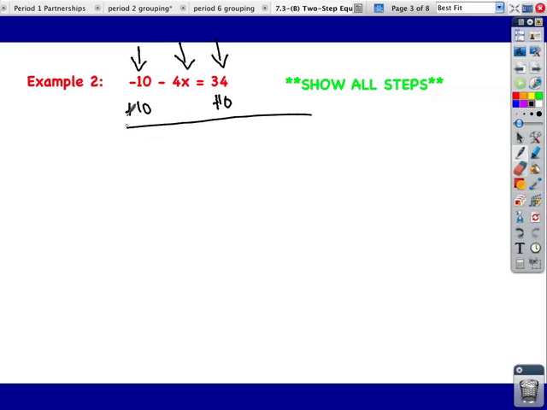So when we do that, we get 0 minus 4x equals 44. And that should say plus 10. That's kind of sloppy. So now we can get rid of the 0. So negative 4x equals 44. We need to divide by negative 4 on both sides because we want to make this 1 and just get x. So these are going to cancel.